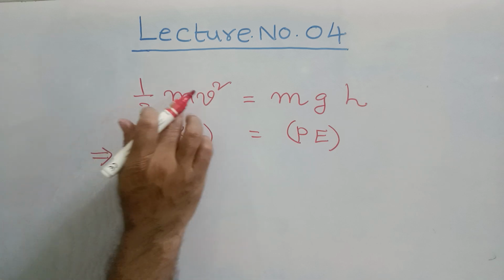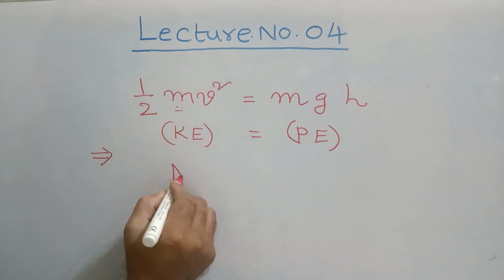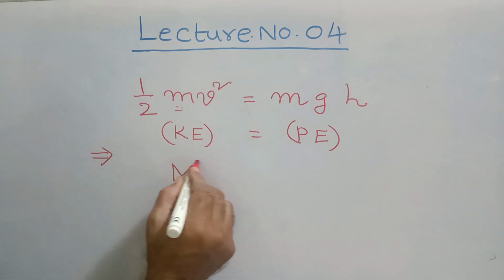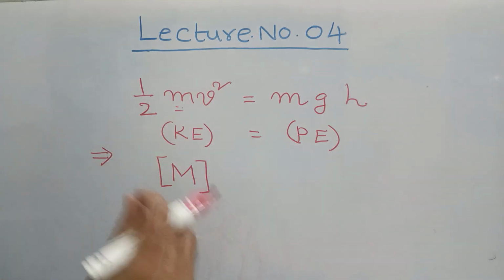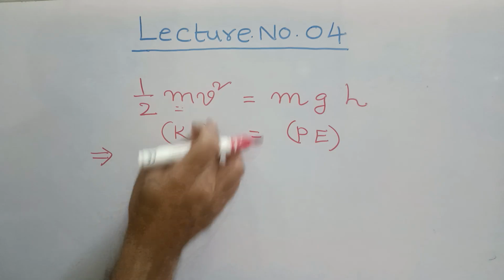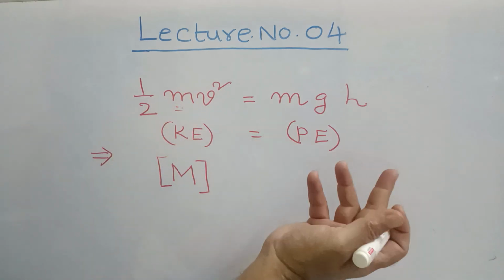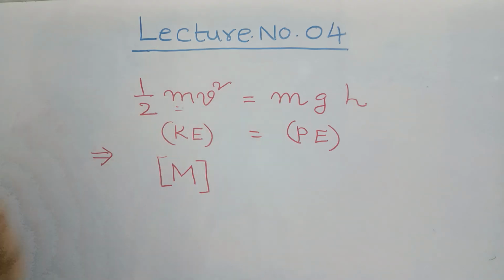Now this is m. M is the mass. What is the dimension of mass? Capital M. So we should write their dimensions on the left side as well as on the right side. What is the dimension of the mass? It is M. What is the velocity actually?